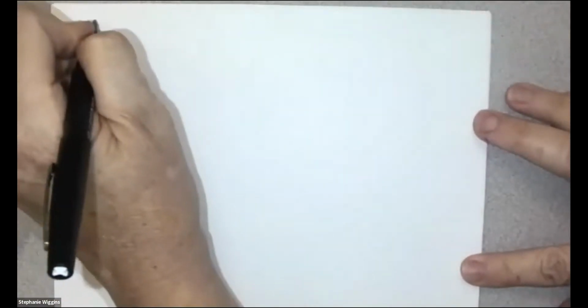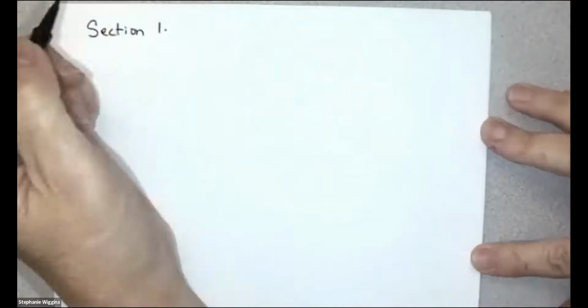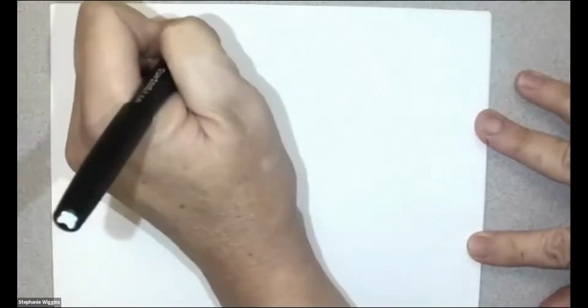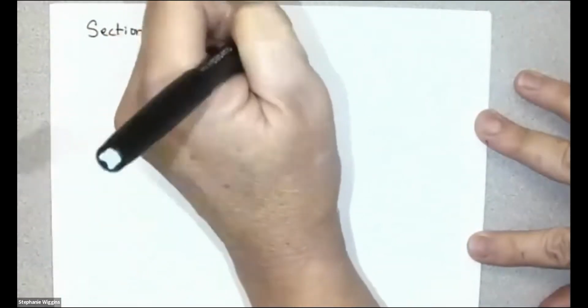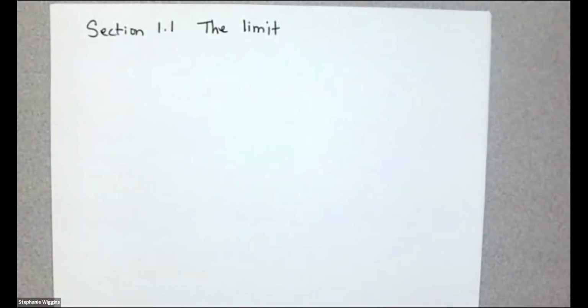Okay, today we're going to talk about the limit and what that is in mathematics. This is section 1.1 that we're covering today. And we'll probably be able to finish 1.1 and start section 1.2 today. But for now, we're talking about the limit of a function as x approaches a certain point.